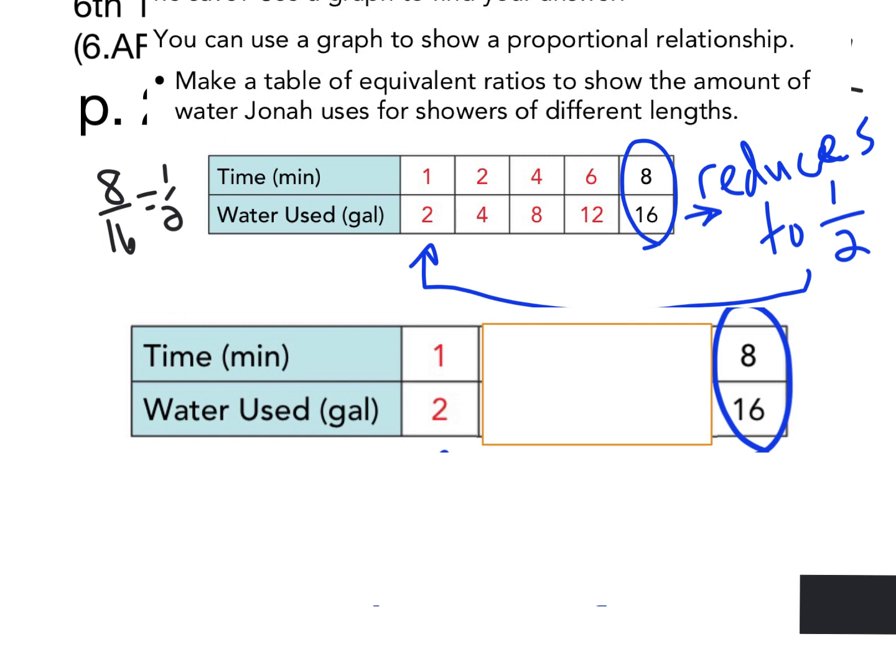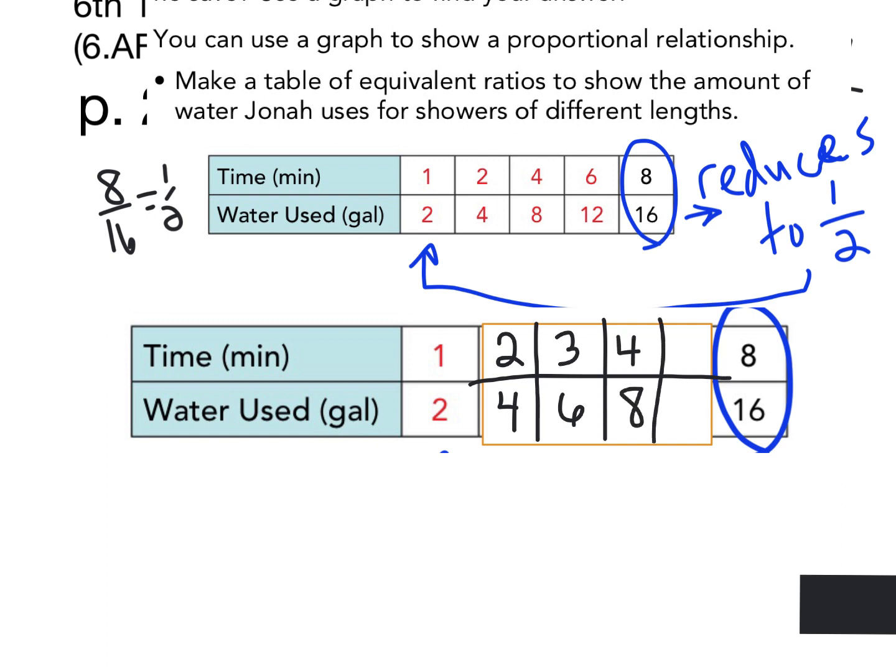Okay, so what I don't like about their table is we're trying to find for 5 minutes. And if you look at their table, they have 1 minute, 2 minutes, 4 minutes, 6 minutes. They skipped the 5 minutes. So I'm going to do the table differently to where we exactly get 5 minutes. So the 8 minutes for 16 gallons reduced, 1 minute is 2 gallons. And then we can just keep adding on to that. So if we add another minute, we're adding another 2 gallons. So 2 minutes would be 4 gallons, 3 minutes would be 6 gallons, 4 minutes would be 8 gallons, 5 minutes would be 10 gallons. And that's what we're trying to find.